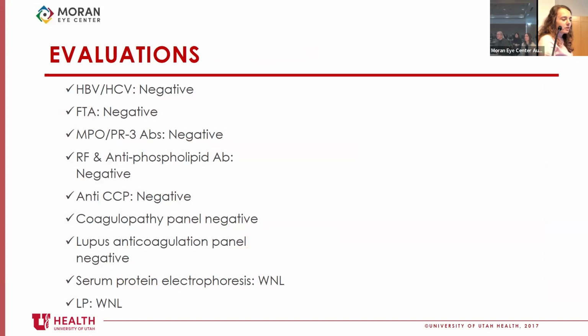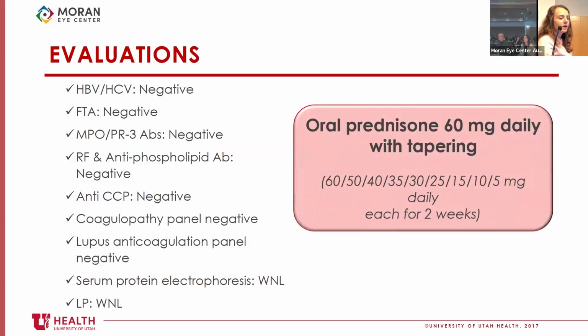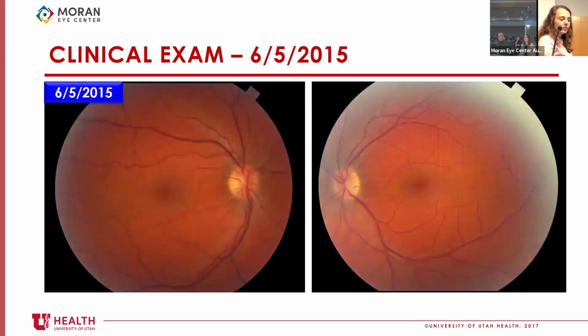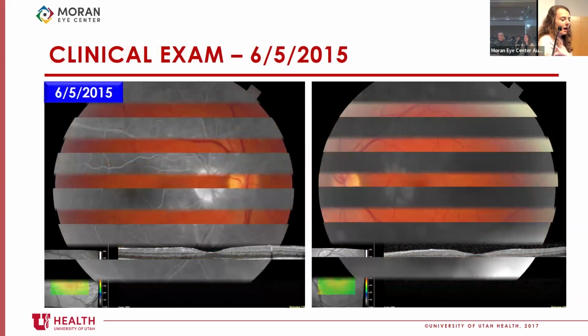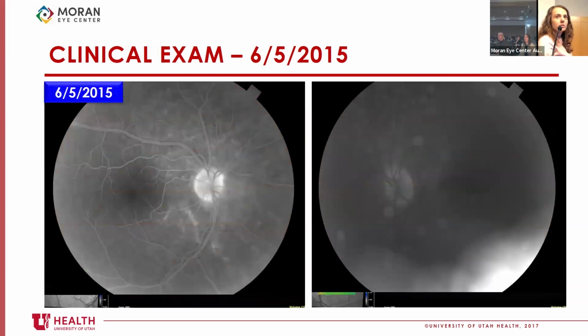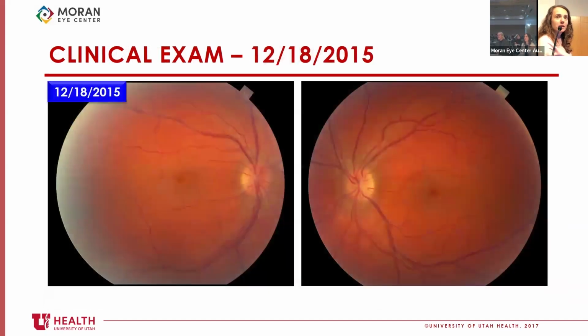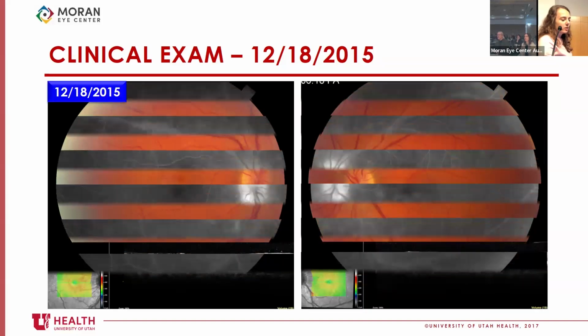An additional workup was also conducted, including ANCA, anti-dsDNA, anti-CCP, and coagulopathy panel, which were all negative. And at that point, he was started on oral prednisone 60 mg daily with tapering. Over the course, the clinical findings improved significantly, and fluorescein angiography also showed significantly improved leakage. Visual acuity was 20/20.